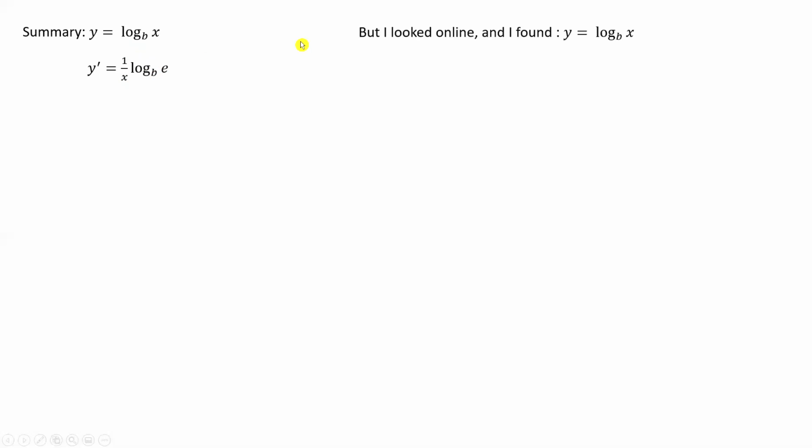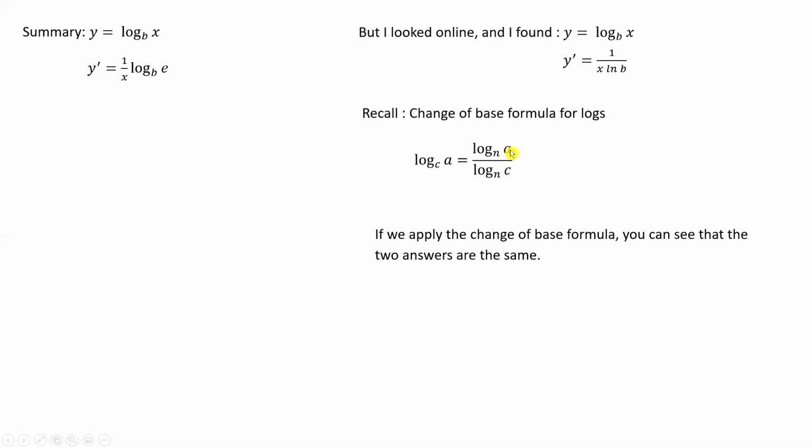Now, if anyone has looked at this online, you will have found a different version of the formula. For those who want to know why they're the same thing, keep looking at this slide. For those who don't, you can skip the slide and everything will still be all right. There's a change of base formula for logs. If you have log base c of a, you can change that to any base you want. So our new base, just make sure you put the argument on the top and the original base on the bottom. So if we apply this rule over here, we're going to end up changing this to this expression.